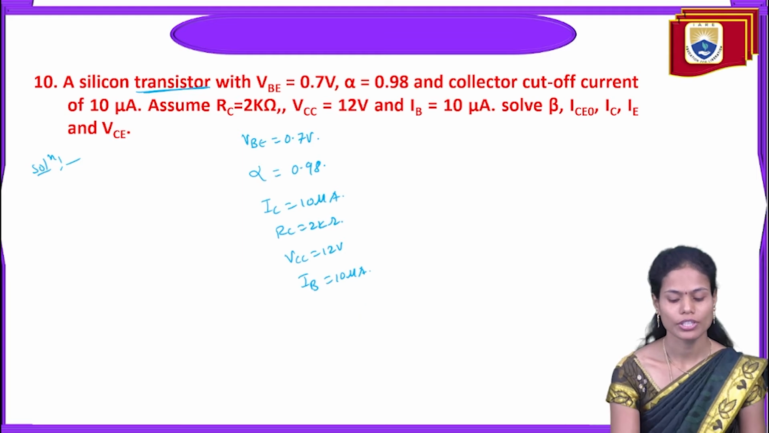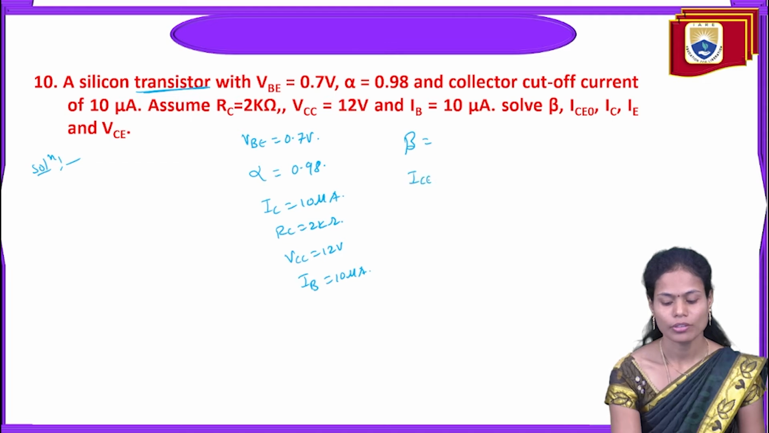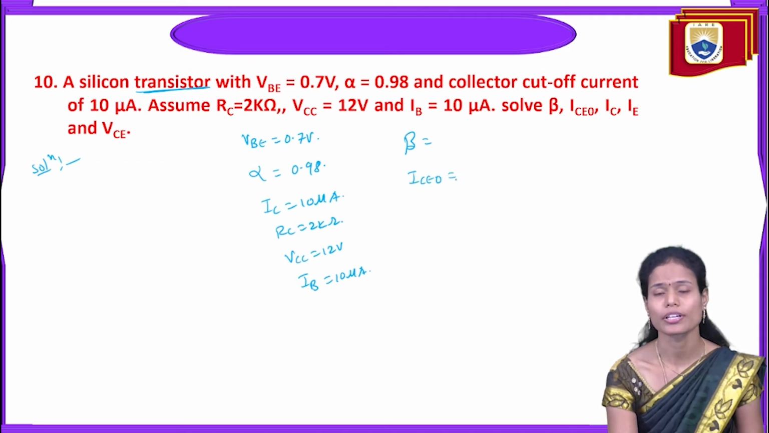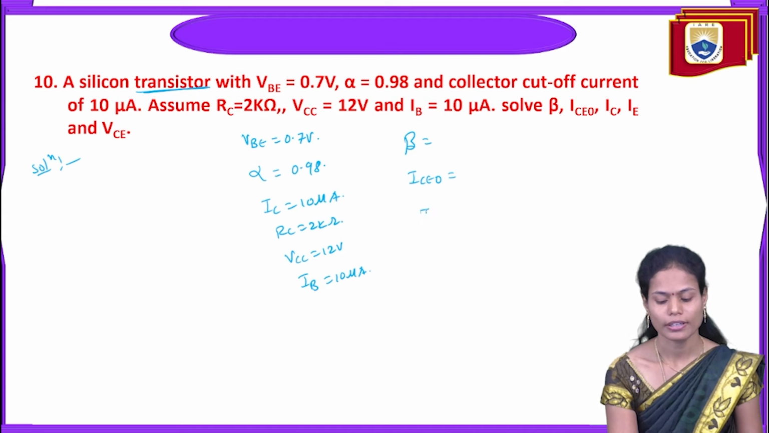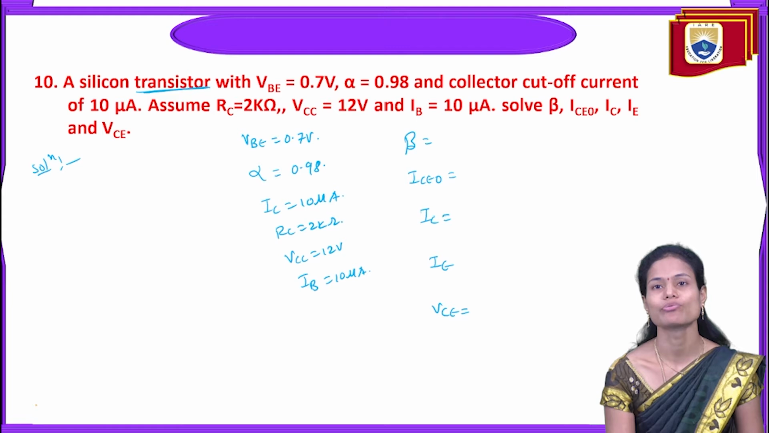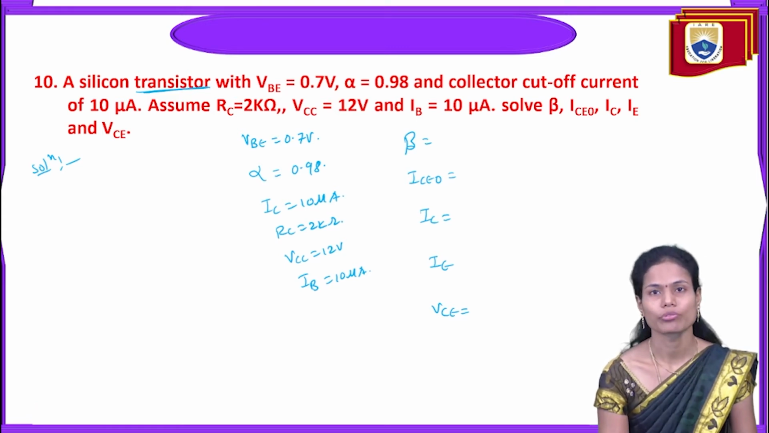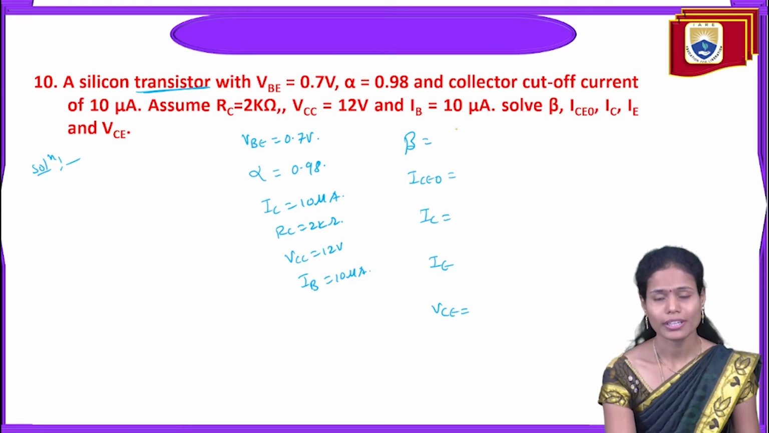From these we need to calculate the beta value and the ICEO value, that is the reverse saturation current in the common emitter configuration, and the collector current as well as the emitter current as well as the collector to emitter voltage. In order to find all these values, we have to take the circuit of the transistor, and we have to apply the KVL and KCL equations to solve this. So here the beta value is directly from the relation beta equal to alpha by 1 minus alpha.